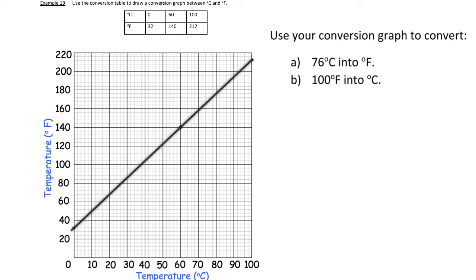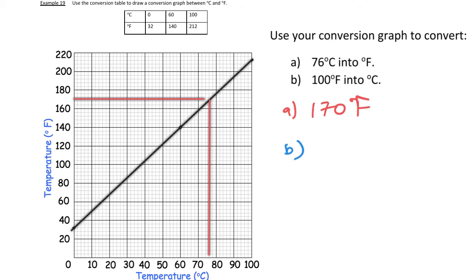Now to convert 76 degrees C, we go to 76 degrees C, so that's going to be 3 squares after the 70, because each small square is worth 2, until we get to the line, and then go from the conversion, so that's halfway between. So we're going to say that for part A, the answer is 170 degrees Fahrenheit.